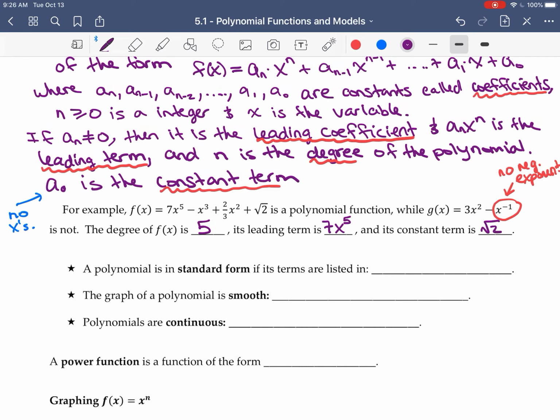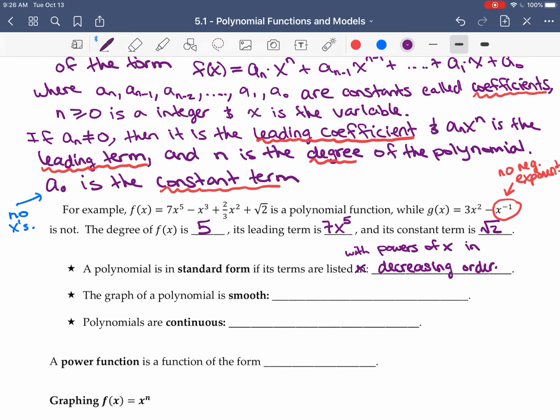Now a polynomial is in standard form if its terms are listed with powers of x in decreasing order. So they start with the biggest power of x and they work their way down.